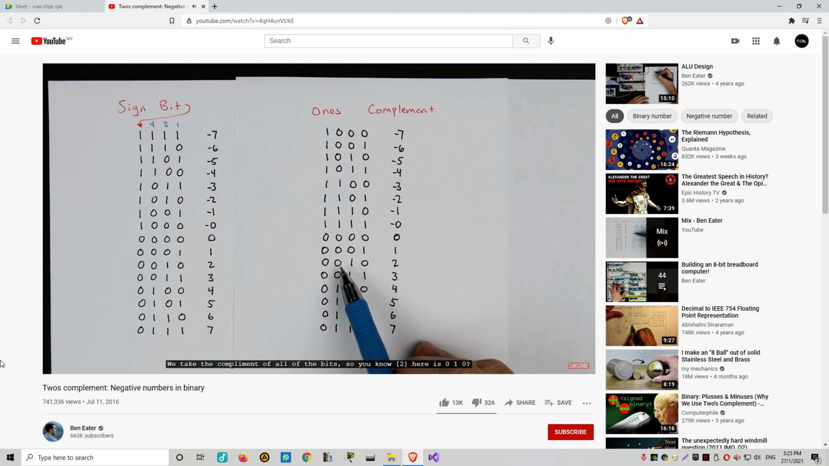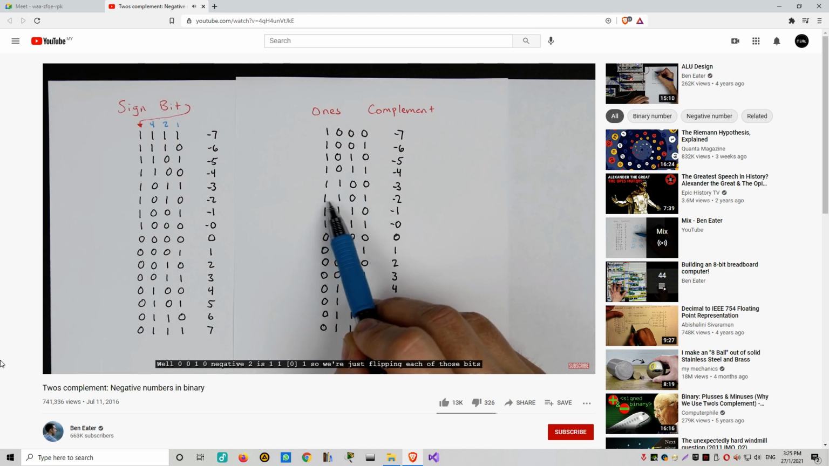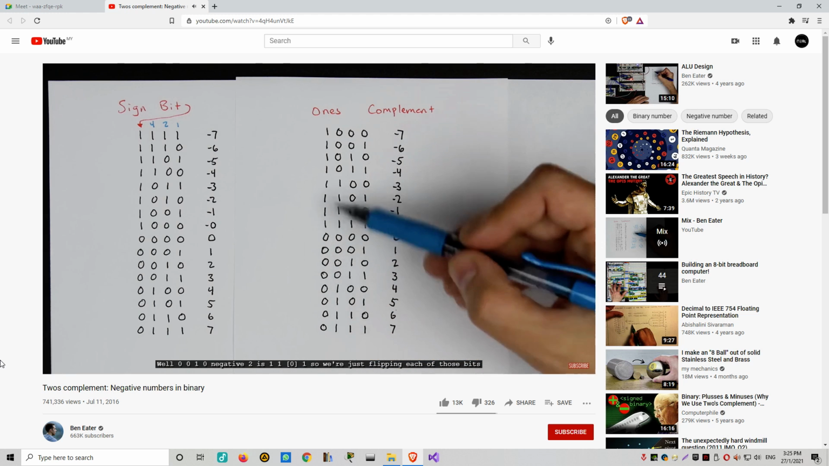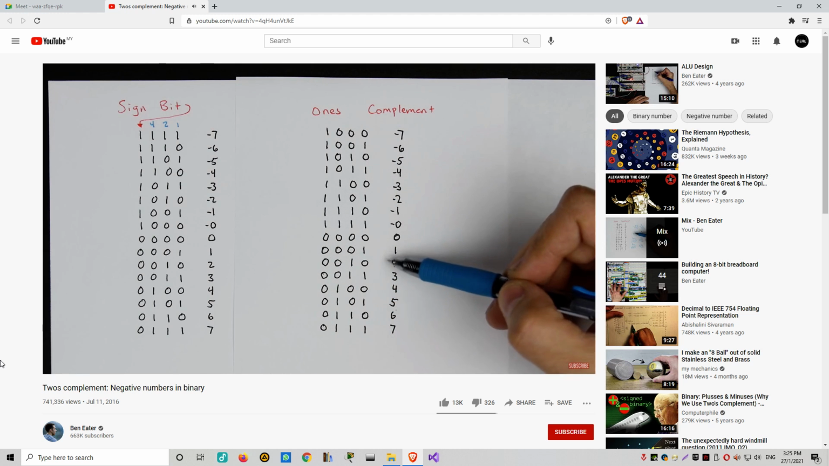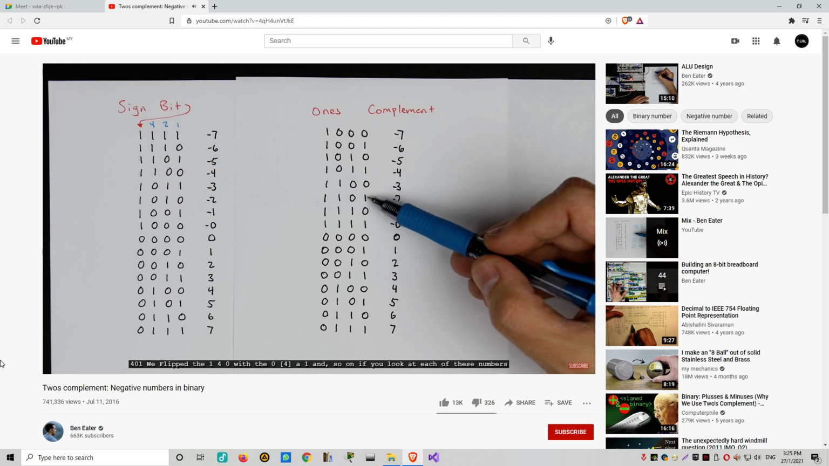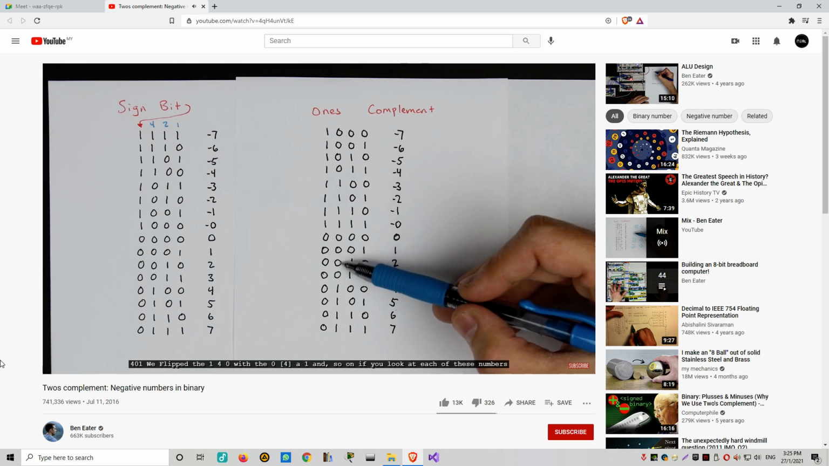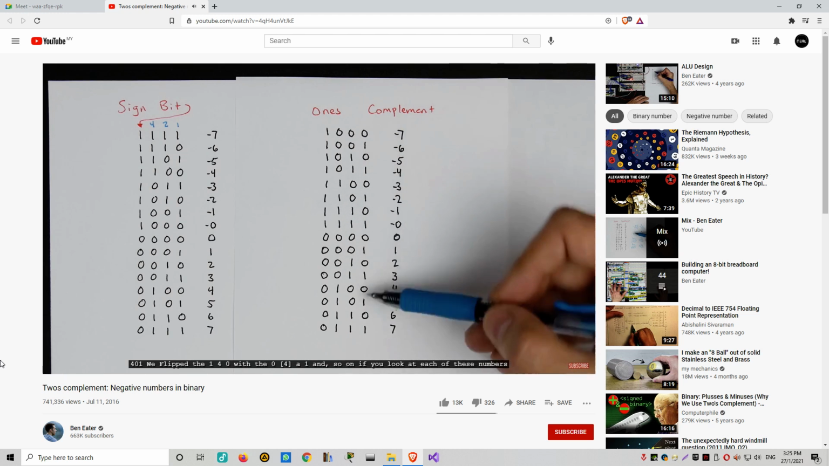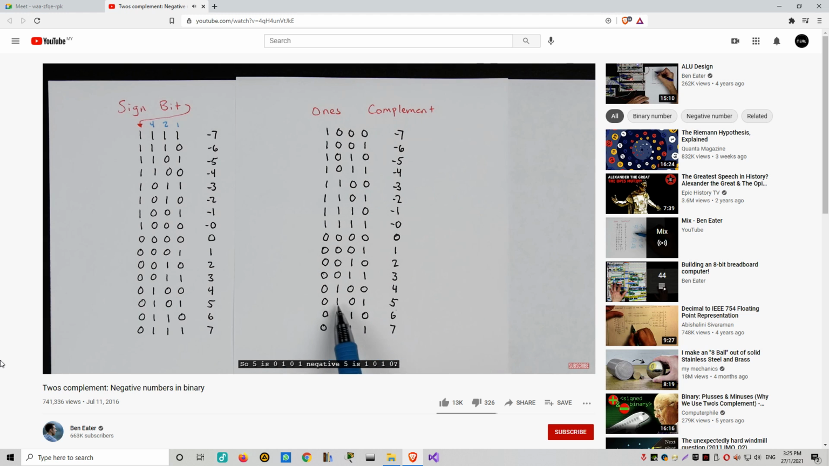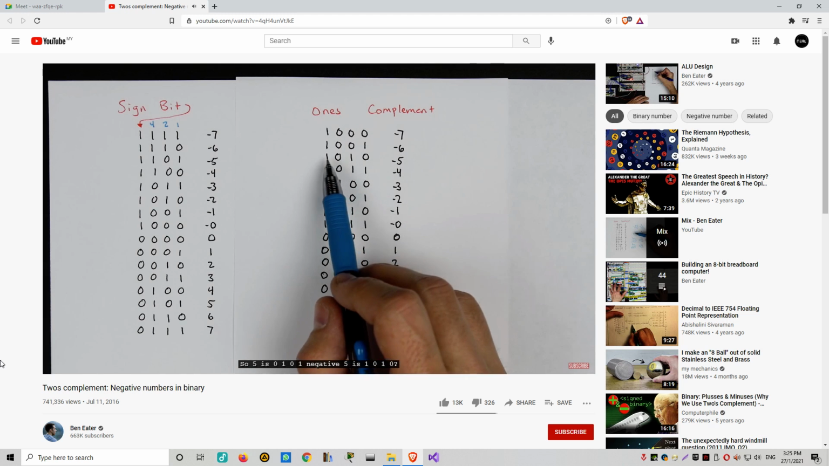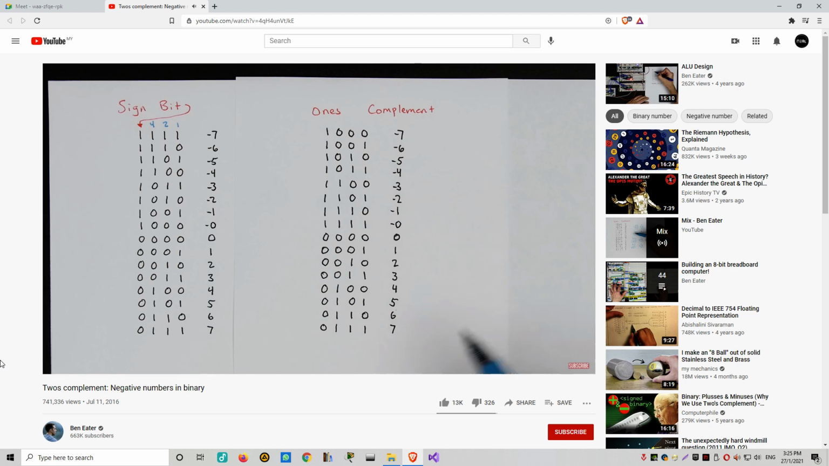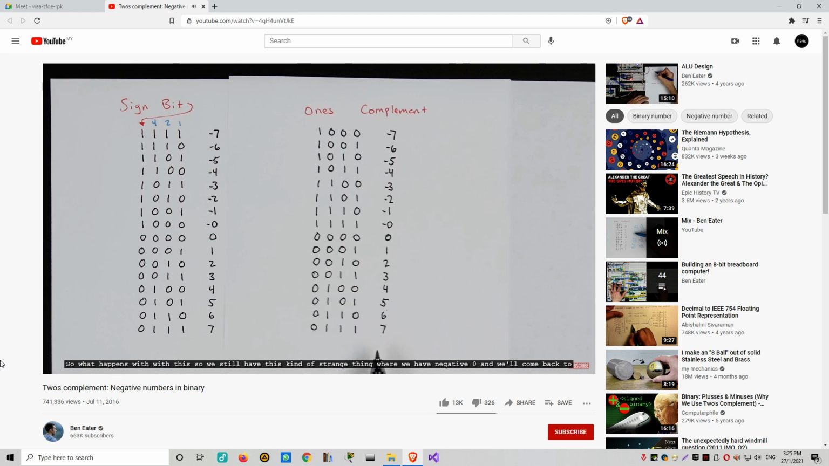So, 2 here is 0, 0, 1, 0. Negative 2 is 1, 1, 0, 1. So we're just flipping each of those bits. So we flip the 0 for a 1, we flip the 1 for a 0, we flip the 0 for a 1, and so on. If you look at each of these numbers, so 5 is 0, 1, 0, 1, negative 5 is 1, 0, 1, 0. So what happens with this?